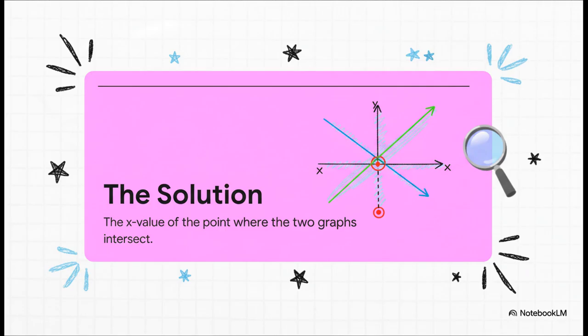And here comes the magic moment, the solution. It's the x value of the exact point where those 2 lines cross paths. That one spot where they intersect, that's the treasure. The x-coordinate of that point is the answer to that big, tricky equation we started with. It's just that simple. It's incredible.